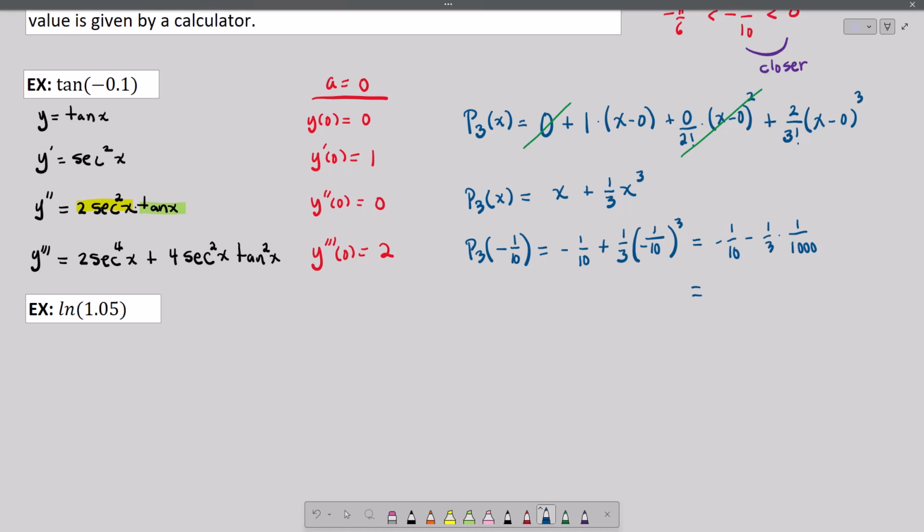So we can type this into our calculator to get it, or we can get a common denominator of 3,000. So we're going to multiply top and bottom here by 300. End up with that. So our approximation is minus 301 divided by 3,000. So that's the approximation coming from p sub 3. That's our approximation.